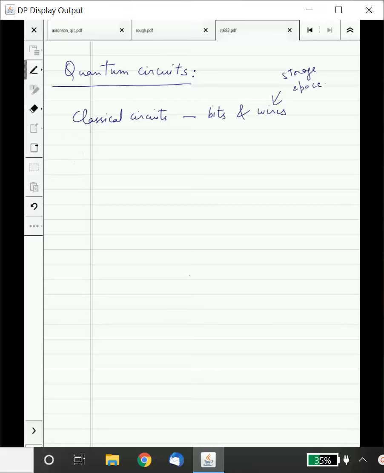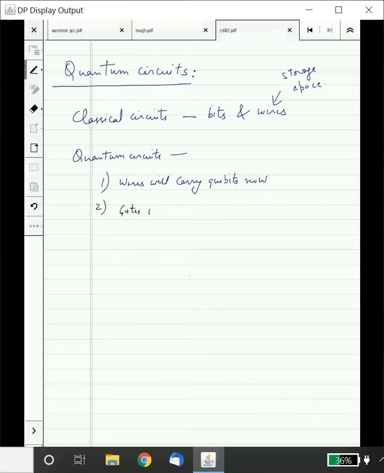Now it's the time to introduce quantum circuits, and you might notice the differences. Wires will carry qubits now instead of bits. Gates will be unitary operators because we are only allowed to apply unitary operators in a quantum circuit.